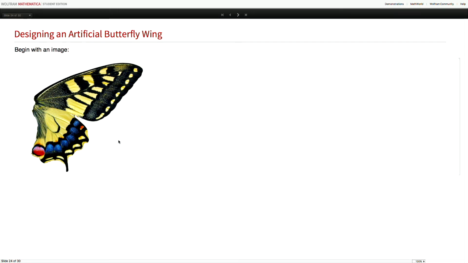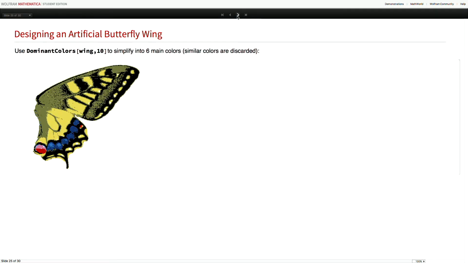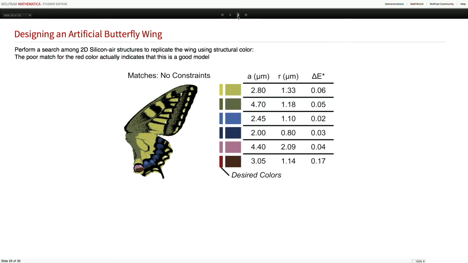So I begin with the image here. I use dominant colors to decompose it into 6 main colors, and then I'm going to perform the search algorithm on each of these 6 colors I see in the butterfly wing. And here are the results of this.